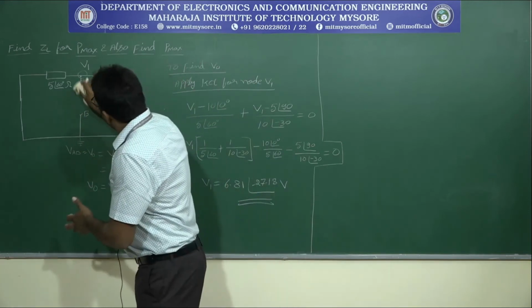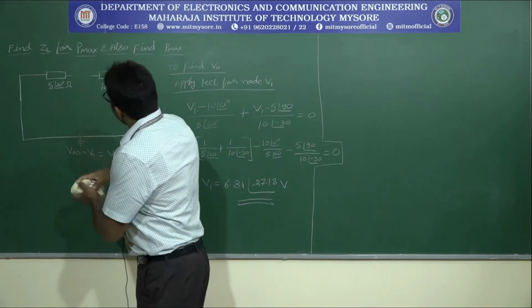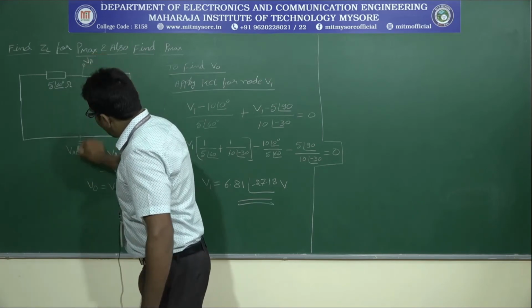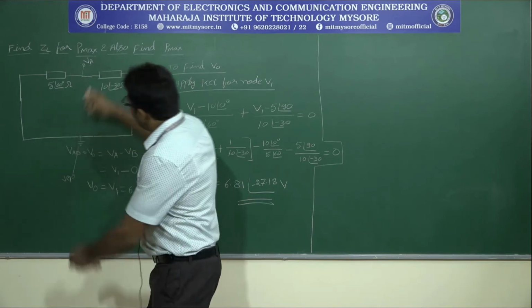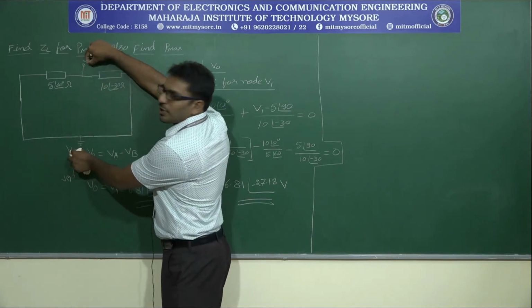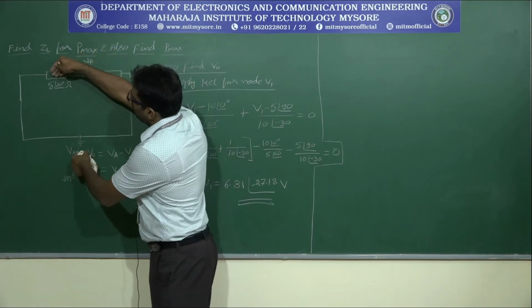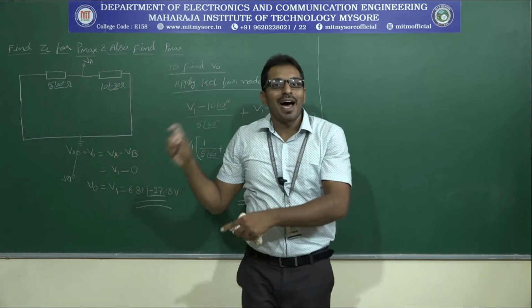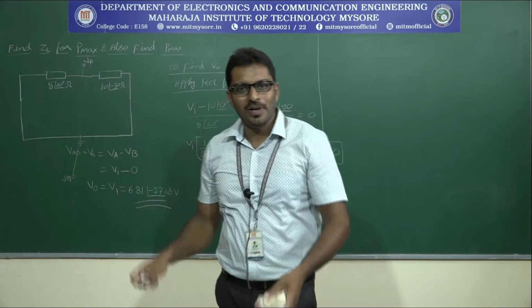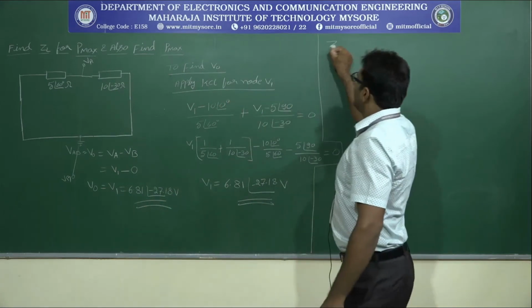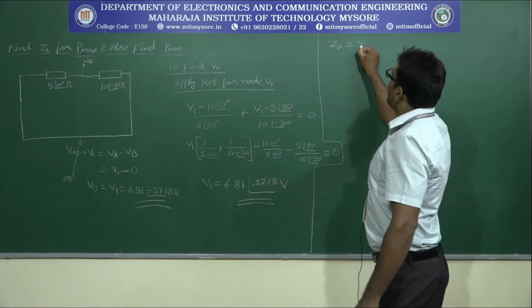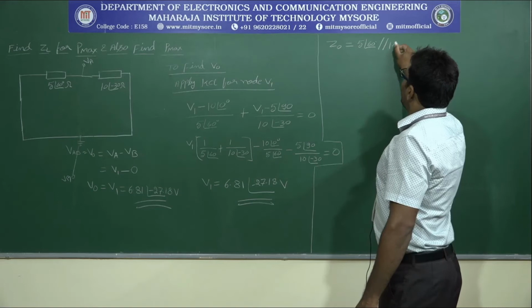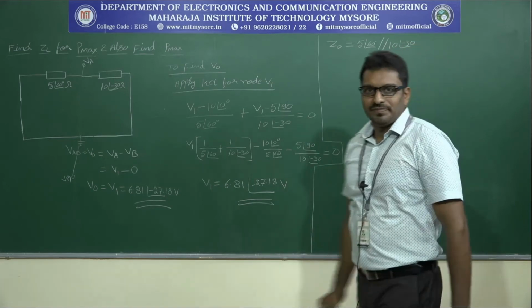You just shift these two terminals. This is VA, right? And let me call this VB. Just find the effective resistance between these two terminals. Just shift this impedance to this point and this impedance to this point. This looks like a parallel combination. So Z0 is nothing but the parallel combination of 5 at an angle 60 impedance parallel with 10 at an angle minus 30.